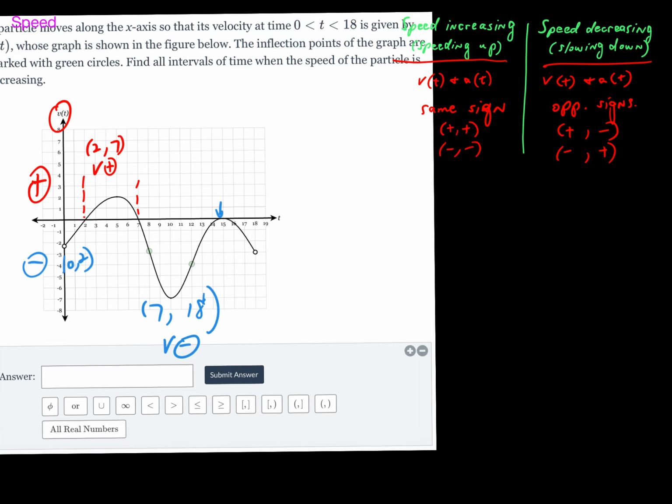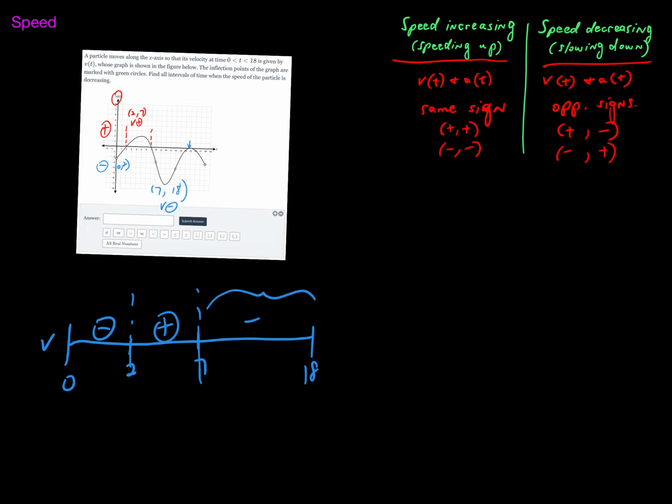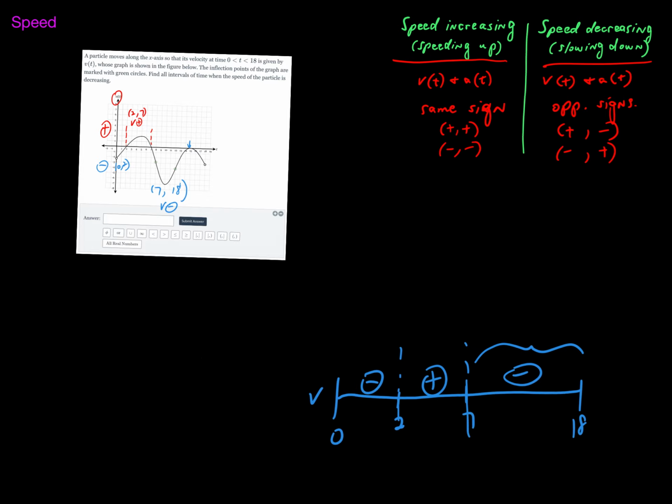Now before I get involved with the acceleration on the graph here, let's draw ourselves a blue velocity number line. Let's start doing it the right way, starting at 0, and we stop at 18. So let's see what we have here. We said that we were negative up until 2, so this region was negative, and then that was 2, and then we said it was positive up until 7. And then from 7 all the way to 18, it was negative. That whole region was negative. Let's go back to the graph and talk about acceleration.